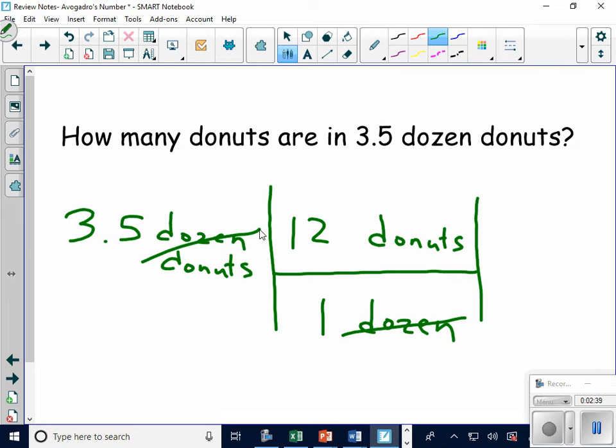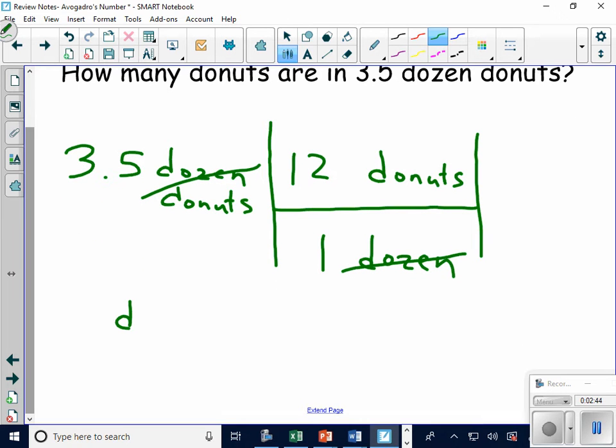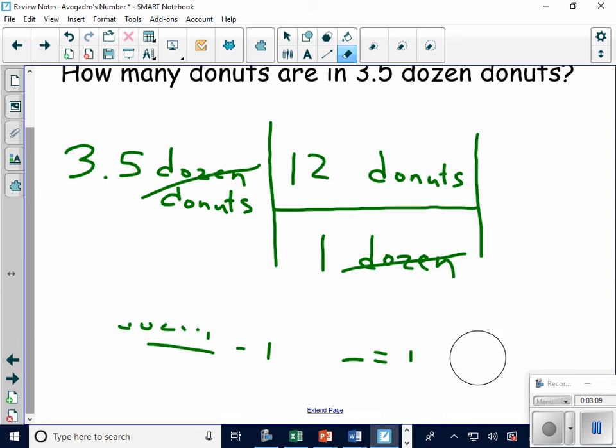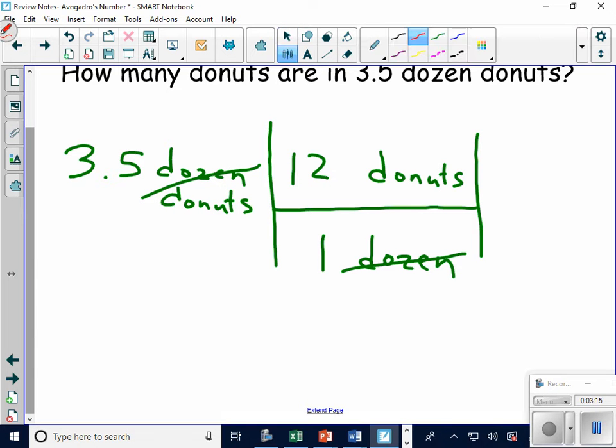Now why, ladies and gentlemen, does that cancel? Well, what is a dozen over a dozen? Anything over itself is equal to 1. So 6 over 6 is equal to 1. 4 over 4 is equal to 1. So a dozen over a dozen is equal to 1. So my labels cancel. What does that leave me with? It leaves me with donuts.